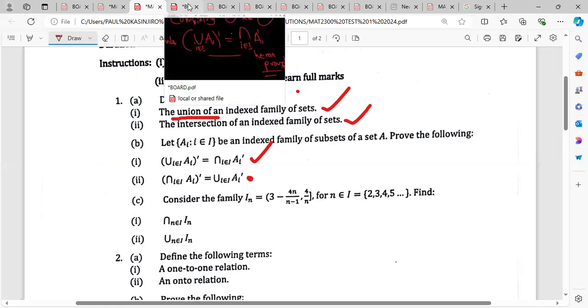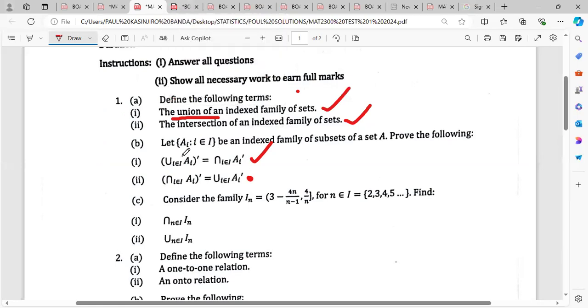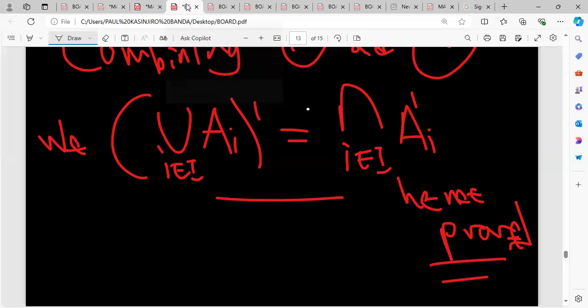Here, because we are starting with union going to the intersection, the prominent definition that we have to know is the one for the union. But here we are starting from the intersection and then going to the union, meaning the most important definition that we must have is the one for the intersection. So let's do it.